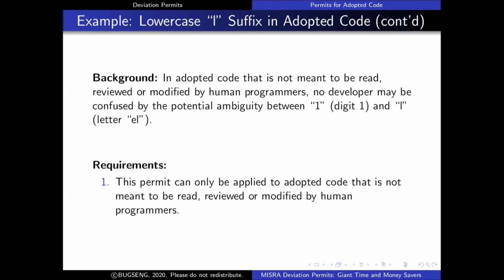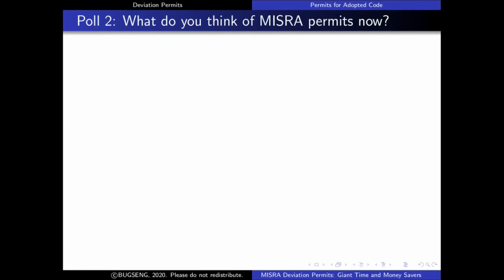The background is simple. In adopted code that is not meant to be read, reviewed, or modified by human programmers, no developer may be confused by the potential ambiguity between the digit 1 and the letter L. The requirement is that this permit can only be applied to adopted code that is not meant to be read, reviewed, or modified by human programmers. And in a very similar way, you can have permits for all the other MISRA rules that only have to do with possible developer confusion.